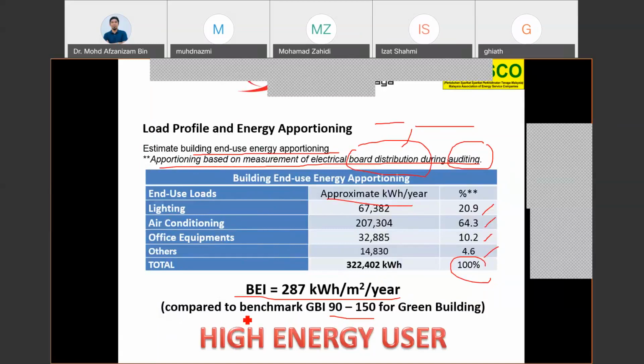So in other words, comparing to the standard benchmark from the GBI, we refer to the Green Building Index, okay. So recommended is in the range of 90 to 150 for the claim of a green building. So let's say this particular building obtained 287 kilowatt hour per meter square per year, which is over the 150, which means there is a huge utilization of energy, and we need to discover what is the most possible cause due to that high number of BEI.